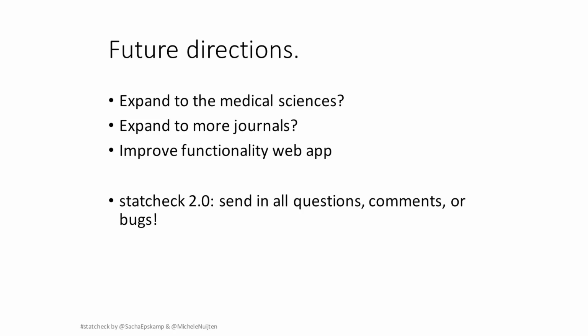We would like to improve functionality in the web app because it's pretty basic right now, but that seems a very simple future goal to have. And we would like to build a statcheck 2.0, which has a more flexible way of searching for results and recomputing these p-values, and maybe even try to come up with potential causes for misreportings or inconsistencies.